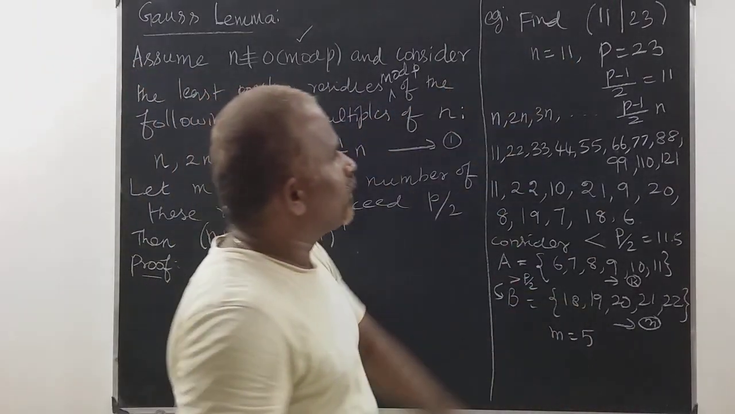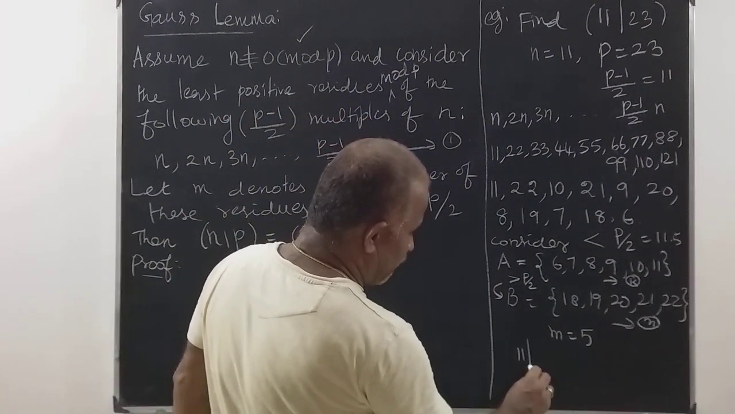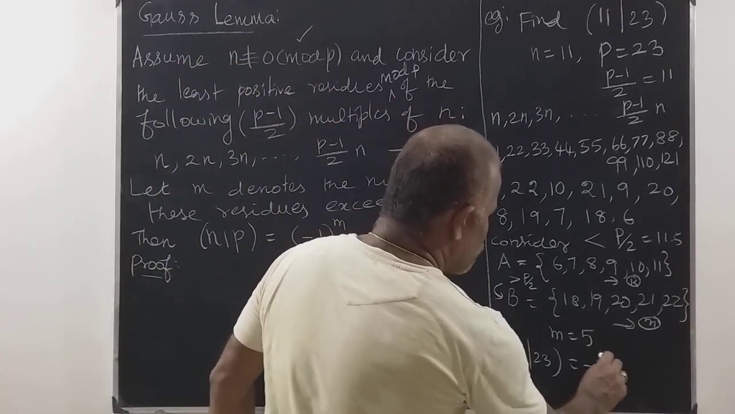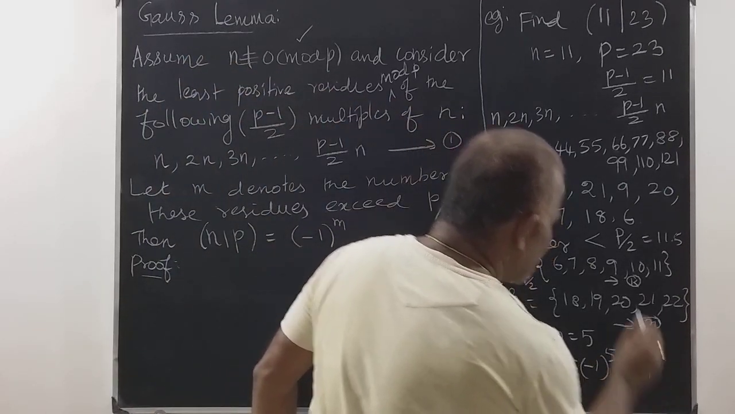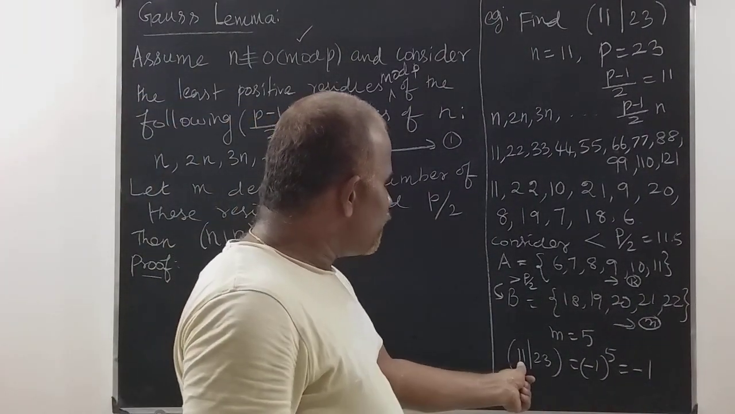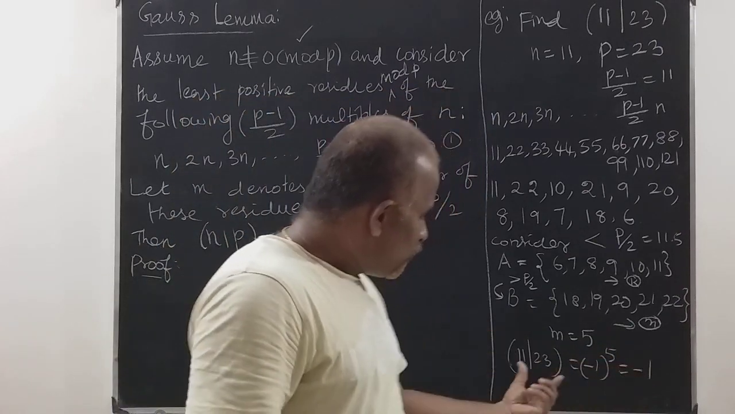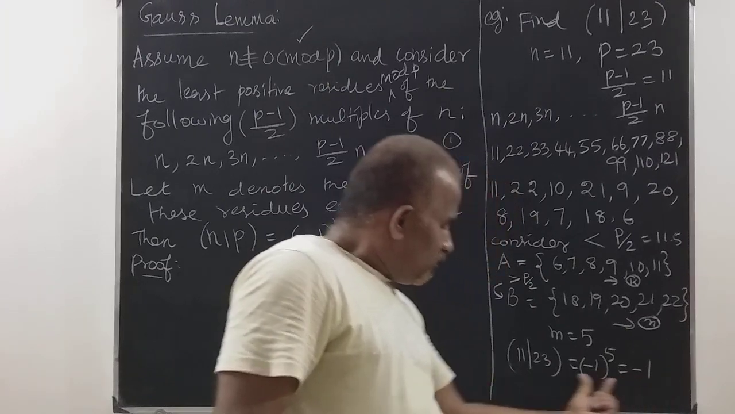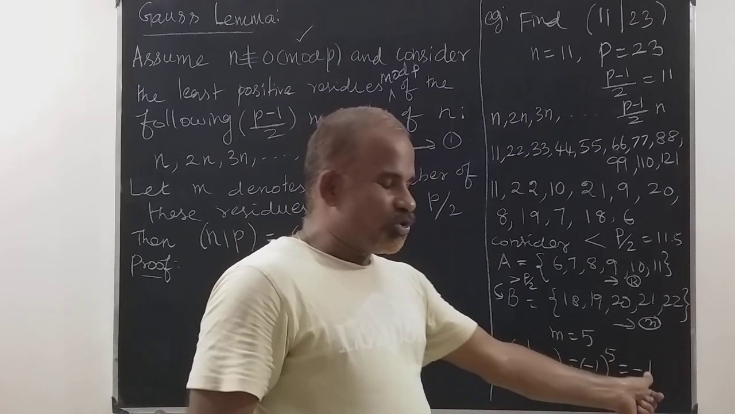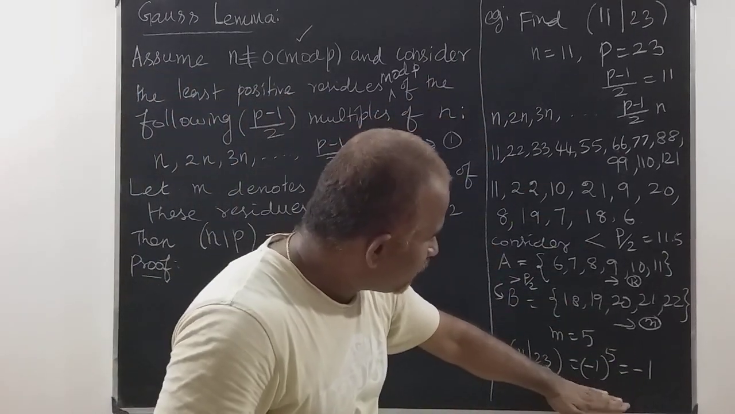So therefore, by Gauss's lemma, 11 over 23 is equal to minus 1 to the power 5, which is equal to minus 1. What does it mean? 11 is a quadratic non-residue mod 23 because of minus 1. If it were equal to 1, we could say that 11 is a quadratic residue mod 23. So the example is over.